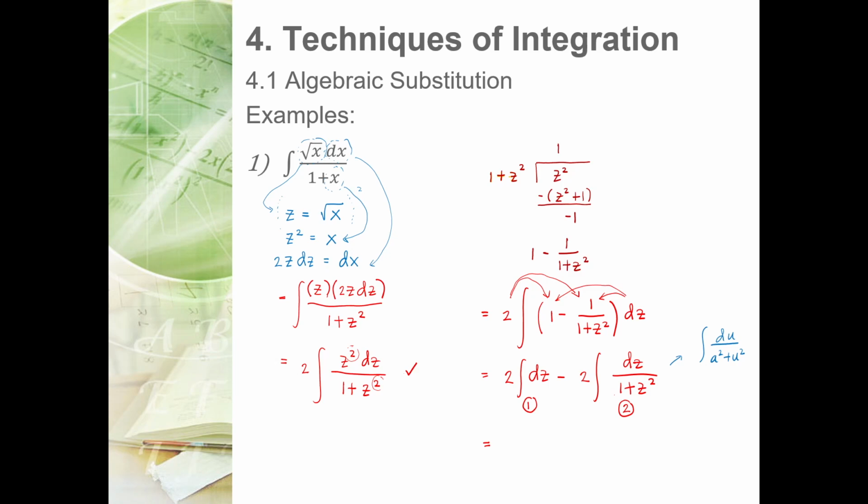Okay, so what we have here is 2z minus 2 arctangent z plus c. So it should be 1 over a, but since our a is 1, there's no need for us to put over 1. Okay, that would be redundant, right? So of course, don't forget to bring back the value of your z parameter, which is square root of x. So this becomes 2 square root of x minus 2 arctangent square root of x plus c.